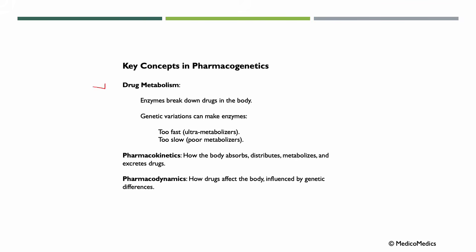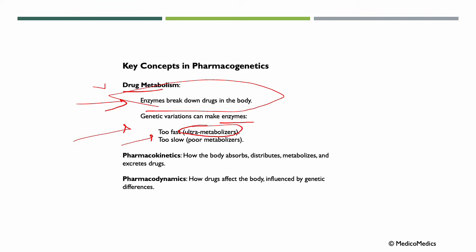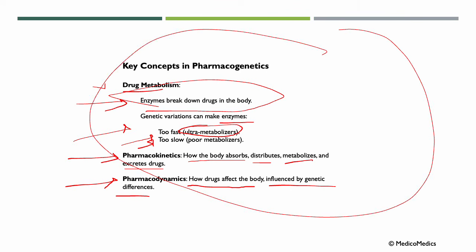Some key concepts are drug metabolism, so enzymes break down drugs in the body. Genetic variations can make enzymes either too fast, so ultra metabolizers, or too slow. Another concept is pharmacokinetics, so how the body absorbs, distributes, metabolizes, and excretes drugs. Another one is pharmacodynamics, so how drugs affect the body, influenced by genetic differences. So essentially, your genes affect how quickly or slowly your body processes medicines and how well they work.